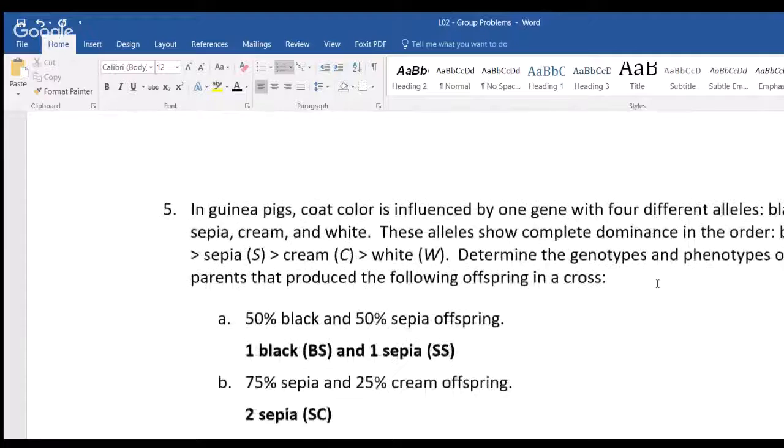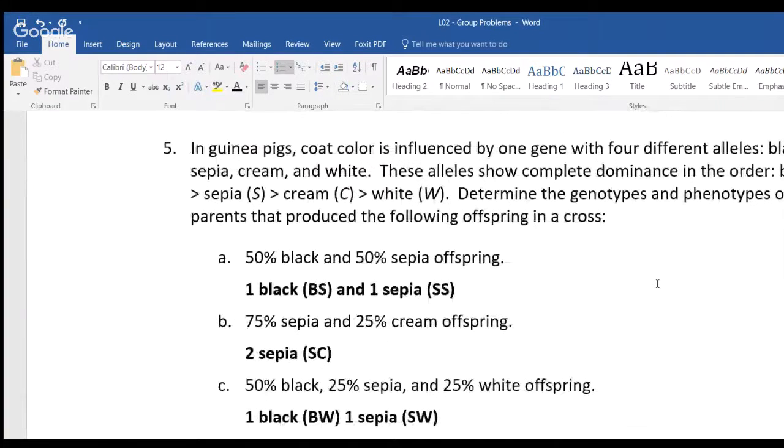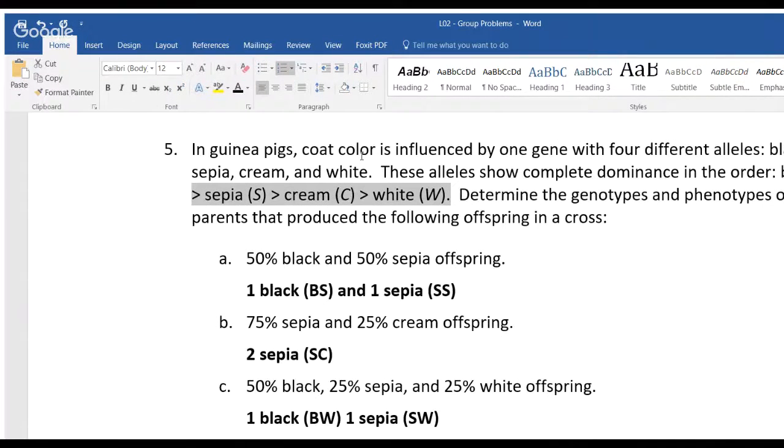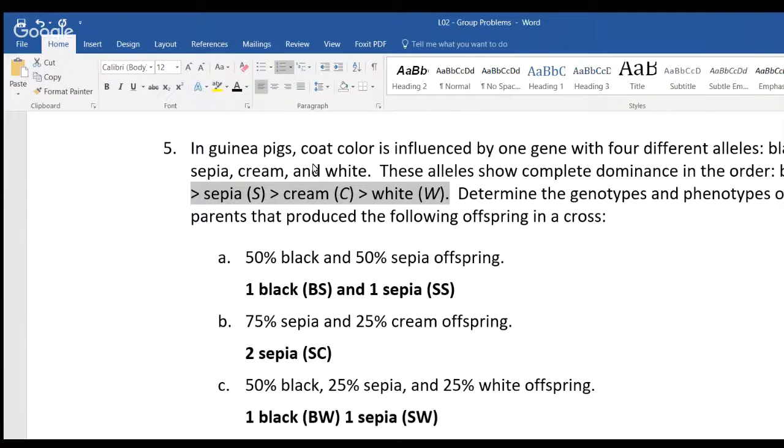In question 5, we're again looking at ratios of offspring, their phenotypic ratios, and trying to work back to find the genotype and the phenotype of the parents. So we see that there is a kind of allele hierarchy. I don't know what the proper term is, where one is dominant over the other, in this big long chain.